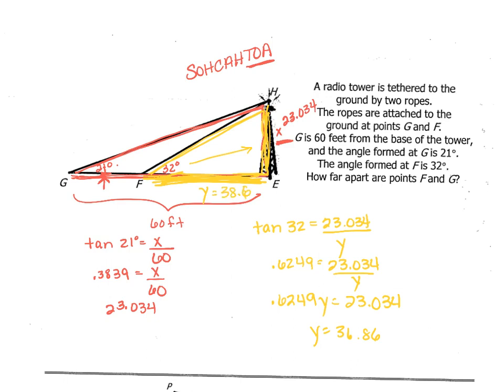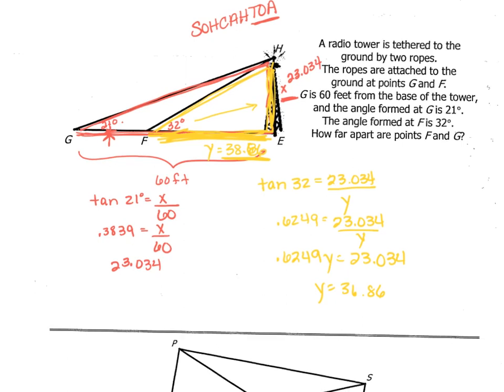So now that I have this length right here, I can just subtract it from the total length to get the distance between G and F. So 60 minus that 36.86 equals 23.14. So that distance is 23.14 feet.